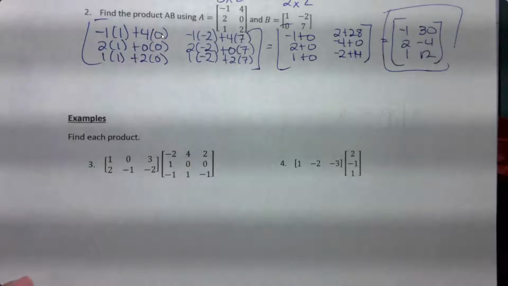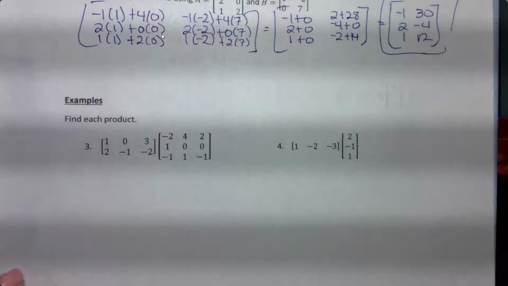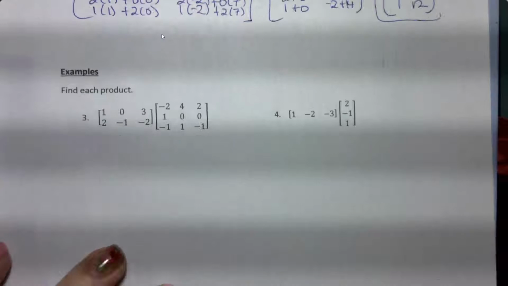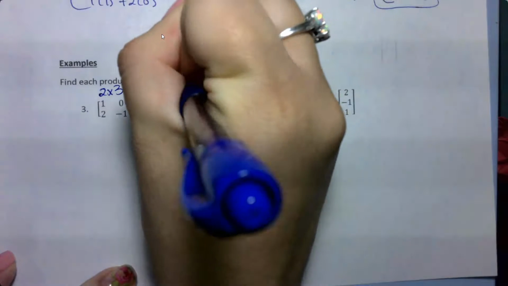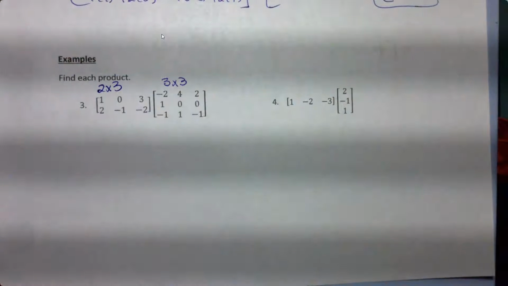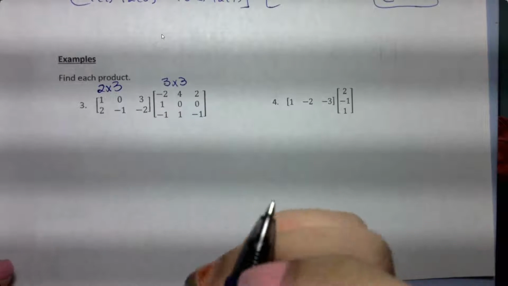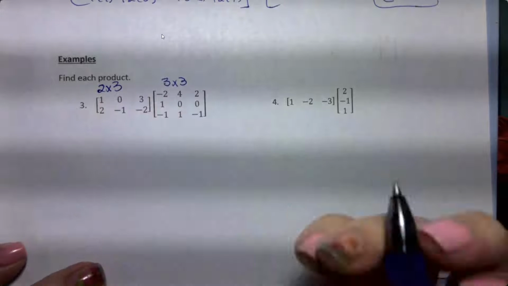Same deal for the next 3 examples and the next 3 practice problems. These are already written as being multiplied together, so I just need to actually go ahead and perform the multiplication. Over here I have a 2 by 3 times a 3 by 3, so these two can go together because my inside numbers are the same.